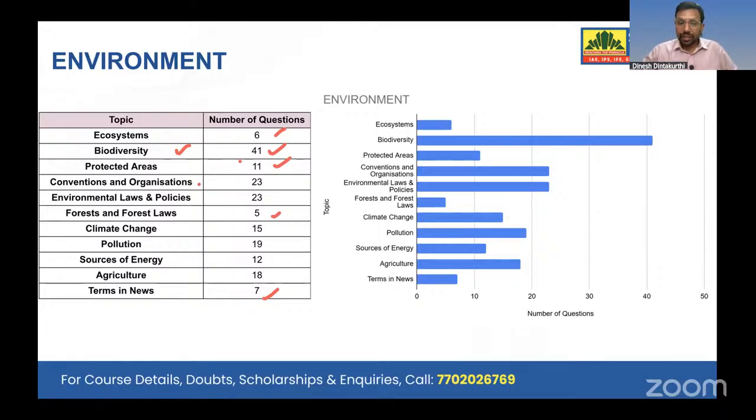And conventions and organizations, this is where we get some of the most questions from current affairs, wherever India has a treaty, or any climate organizations or laws and policies throughout the world. Here we get more questions about Indian laws, and here we get more questions about international laws. Because of laws and organizations, we get around 46 questions in the last 15 years, and 40 questions from biodiversity. So now you can expect where you have to concentrate more.